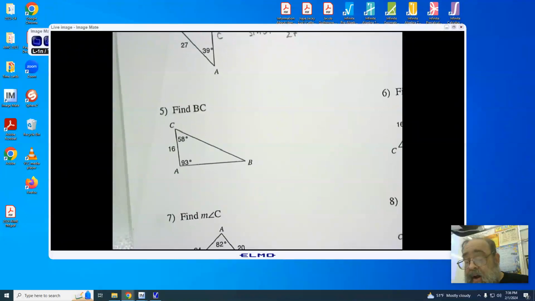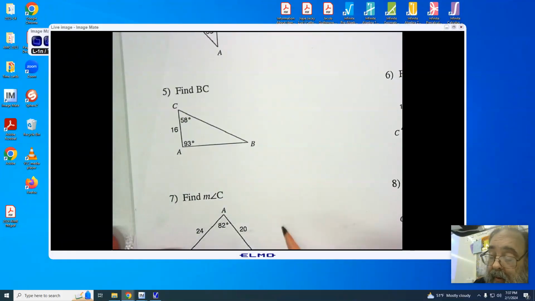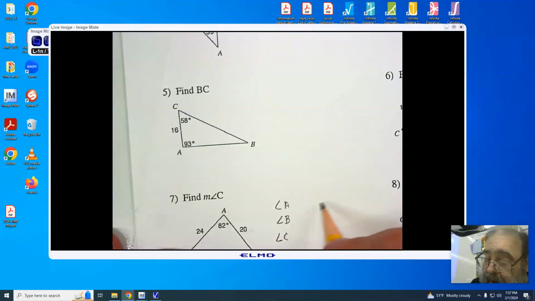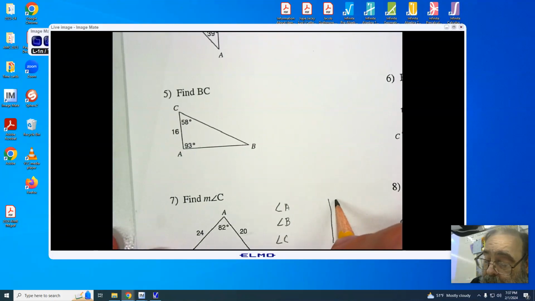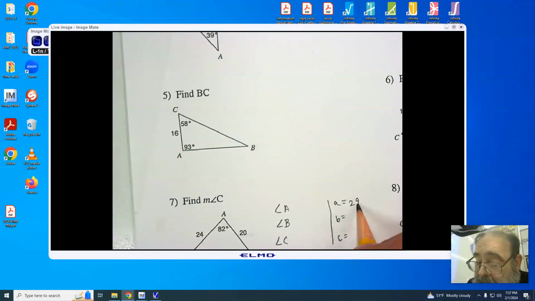I'd like you to try number 7 real quickly and try to set it up. First of all, put all of your information off to the side, identifying which ones are going to be approximations and which ones are exact. By being organized, this will help you in the future. A is 29, B is 24, C is 20.